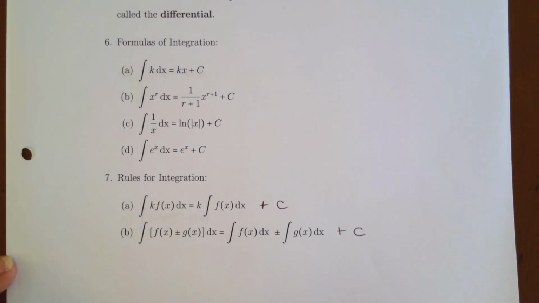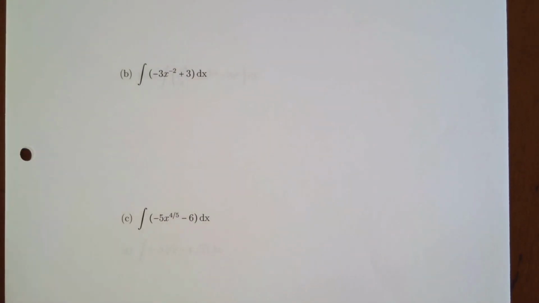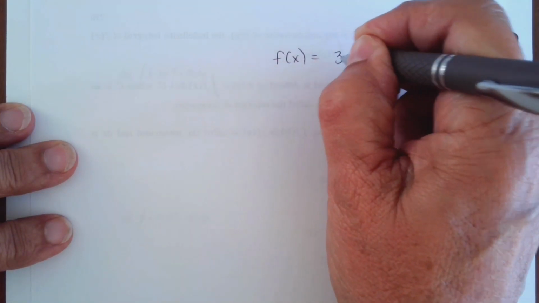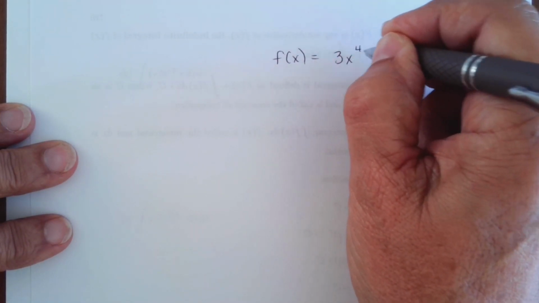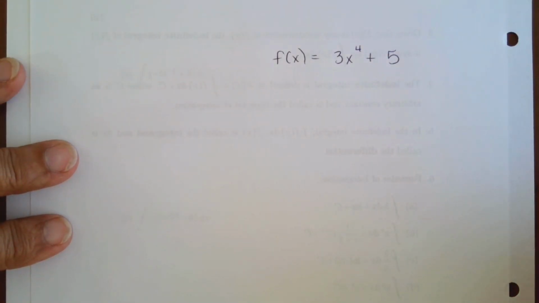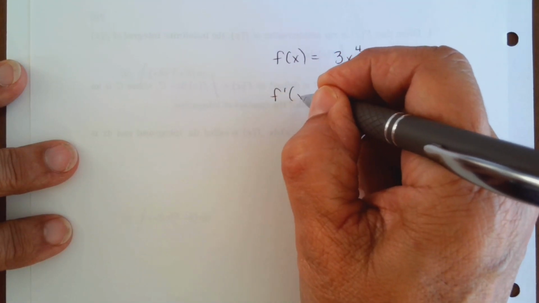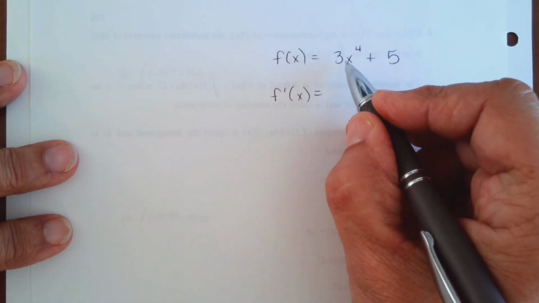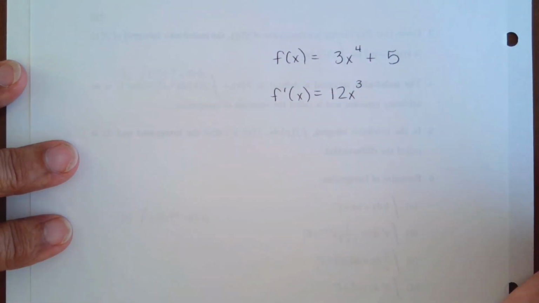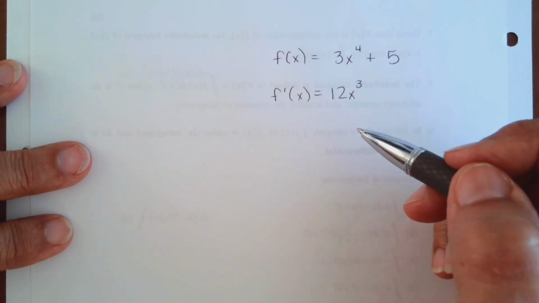So we're going to use these and do some anti-differentiation now. One of the things, just to make sure you understand, I want to make sure about that plus c. So, let's say your function was 3x to the 4th plus 5. And I asked you to find the derivative. Okay. Well, the derivative is 12 and then subtract 1, so that would be 12x cubed. And the derivative of 5 is 0, right? So that's the derivative of that.